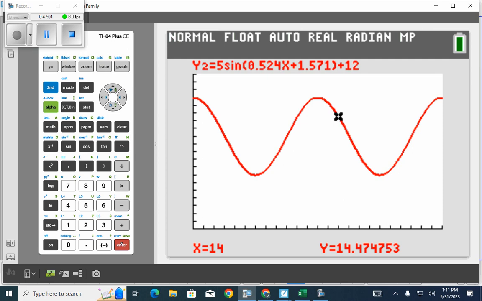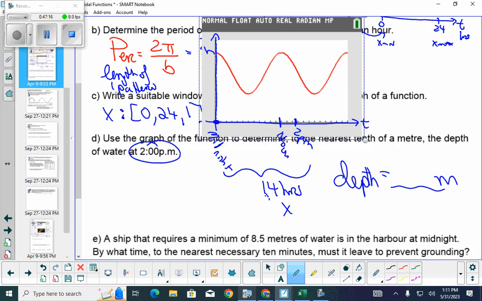Okay. That's the hardest part of this. Window settings are problem number 1. Problem number 2 is deciding if you should be using number 1 or number 2. Should you be looking for an X value or are you looking for a Y value? Get that straight in your head. You'll be golden. So 14.5.